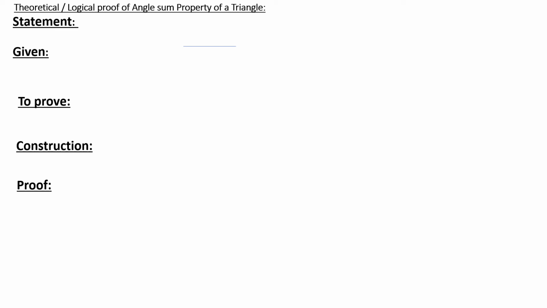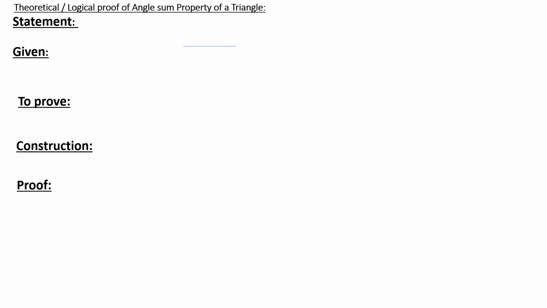Okay, the first thing is we will have to write a theory or logic in some components. It has 5 components, and they are statement, given, to prove, construction, and proof. These are the 5 basic components of any logical way of proving a geometrical fact, or theoretical way of proving a geometrical fact. So the geometrical fact which we are going to prove is the angle sum property of a triangle.